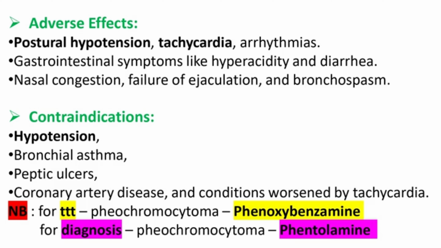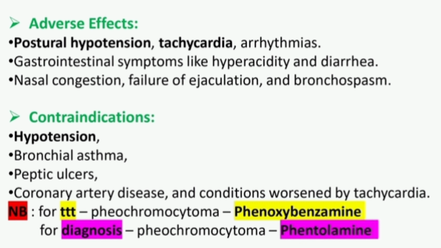The next one is contraindications. We know it can cause hypertension. It is contraindicated in cases of hypertension, bronchial asthma, peptic ulcers, coronary artery diseases and conditions worsened by tachycardia. Okay.